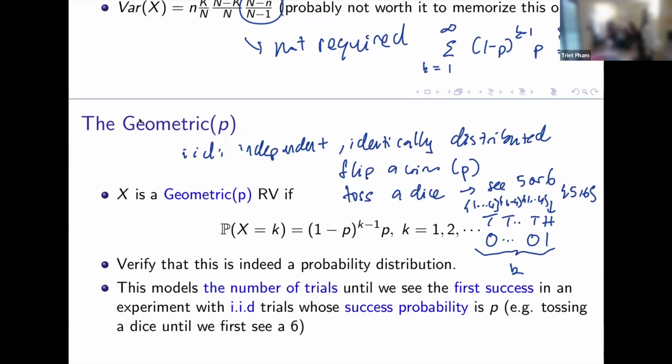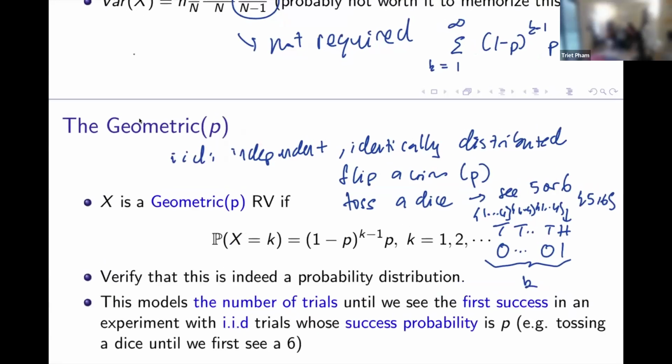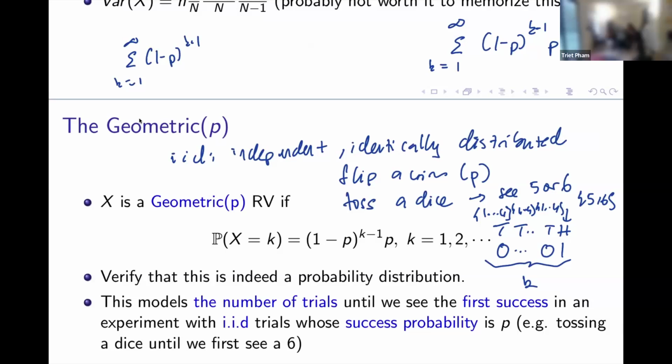Well, it is true, right? Because of the geometric series. If you sum (1 minus p) to the k minus 1, k from 1 to infinity, then this is a geometric series with the first term as 1, because when you plug in 1 for k, you get exponent 0. And then the ratio is 1 minus p. So it's 1 over p. So if you multiply 1 over p with p, you get 1. Right?